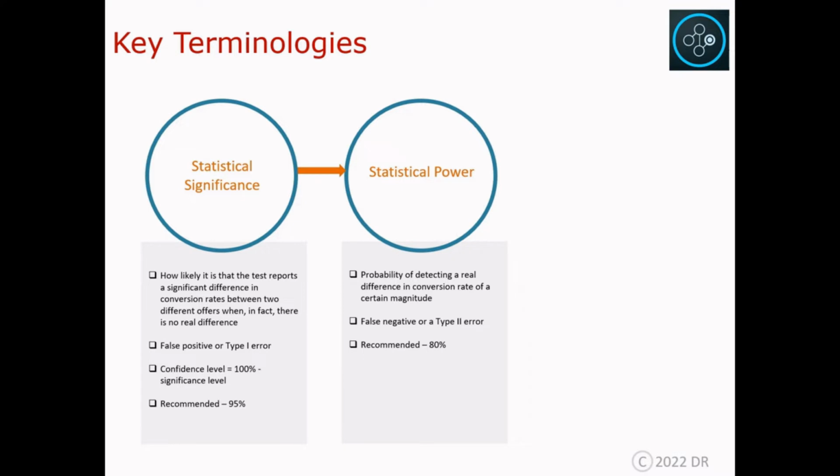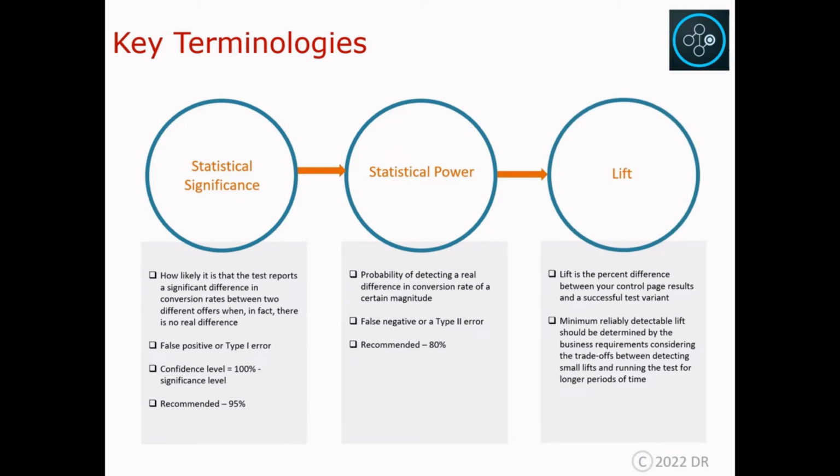Okay. Moving on to lift. Now lift is basically the percent difference between your control KPI and the variation KPI. So if my KPI is sign up rate, the percent difference between the control sign up rate and variation sign up rate will be my lift. We will understand these metrics better when we do the demo, right? So don't worry, we'll talk about these metrics more.